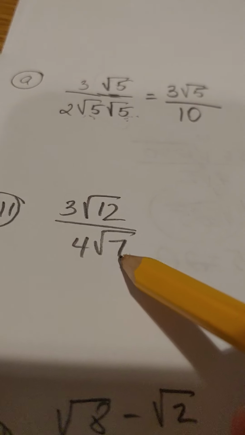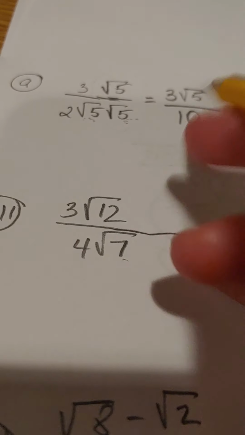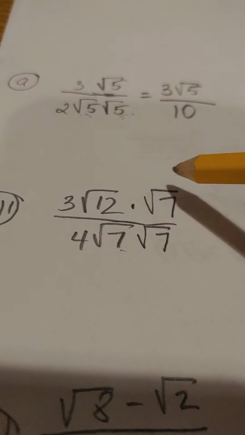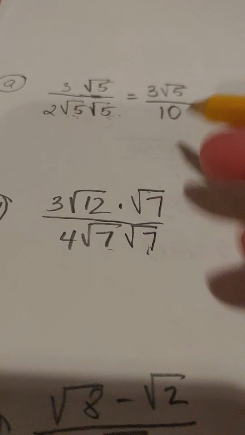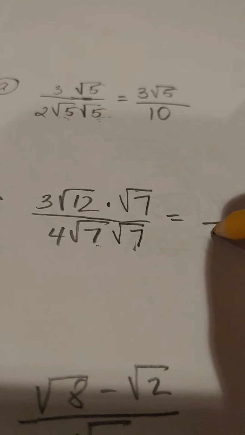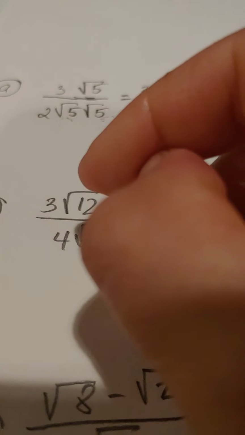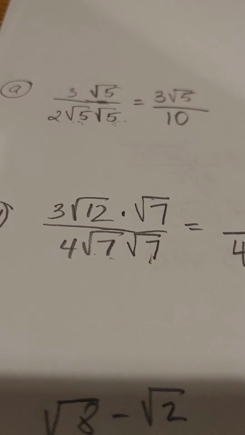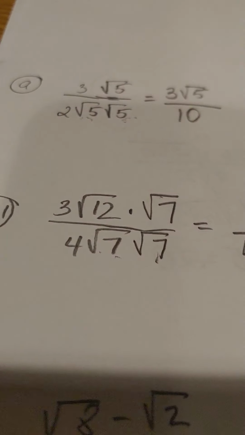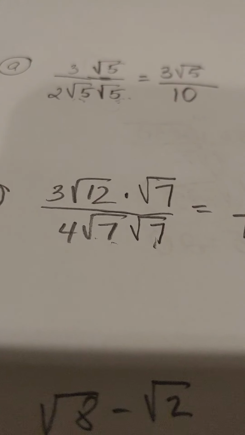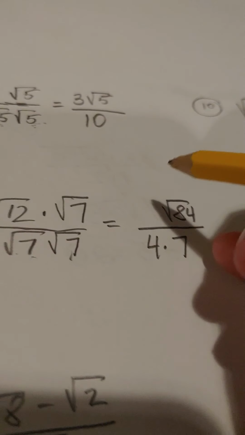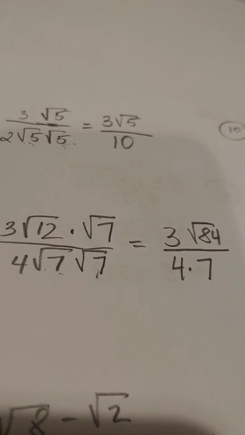Number 11. Square root of 7 is on the bottom. We don't want that. We want to get rid of any radical on the bottom. So we're multiplying both top and the bottom by square root of 7. Here we have 4 times 7 because square root of 7 times square root of 7 is 7. Here we can multiply 12 by 7 and it's going to give me 84. So it's square root of 84. And then we have the 3 in front.